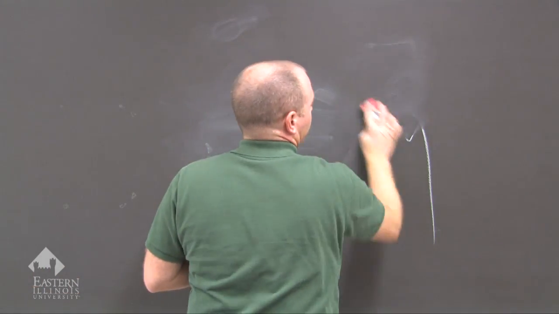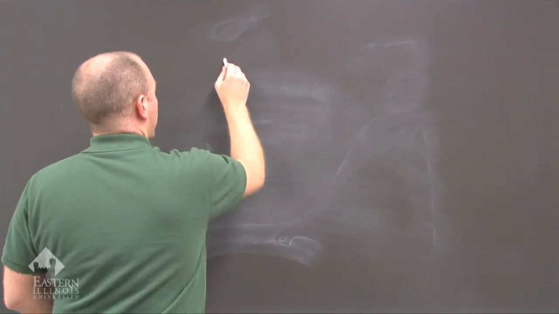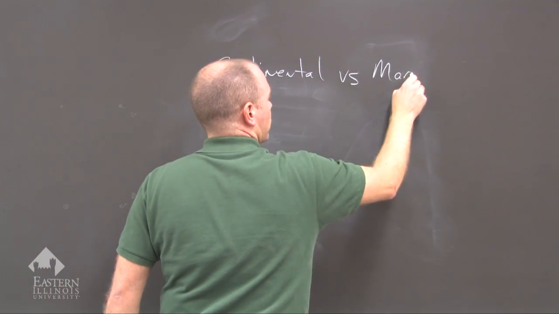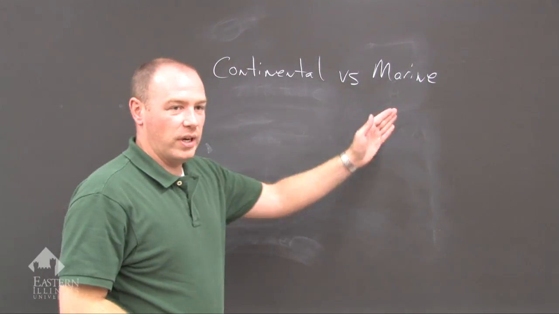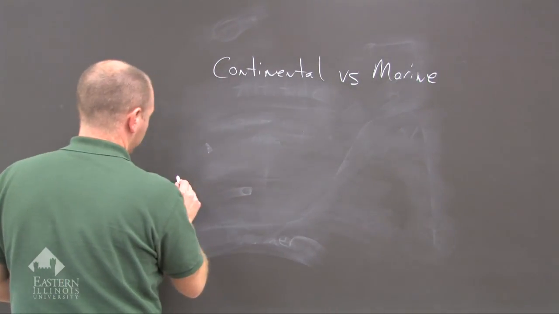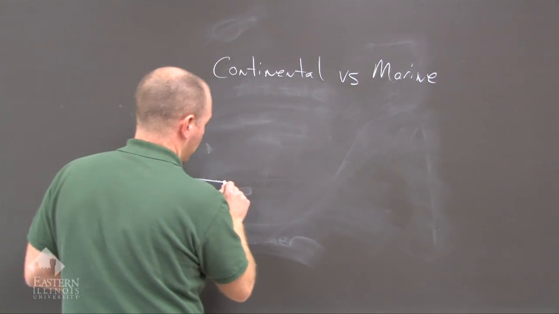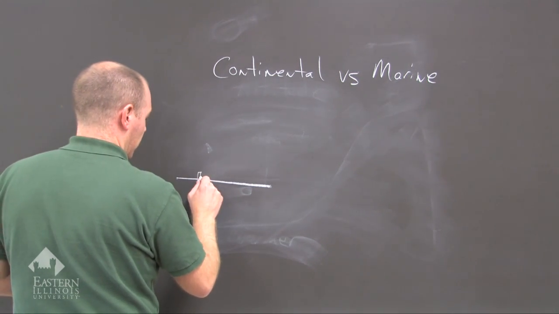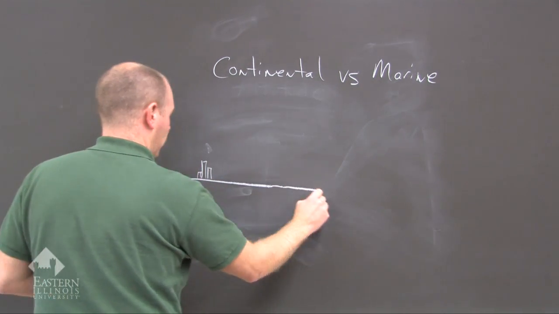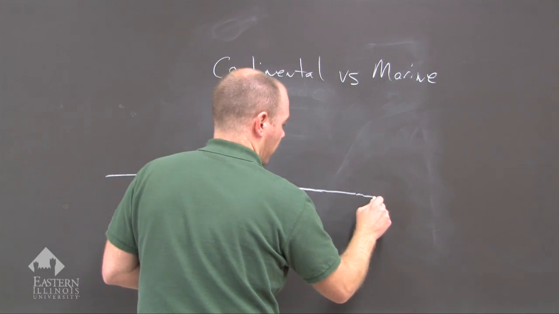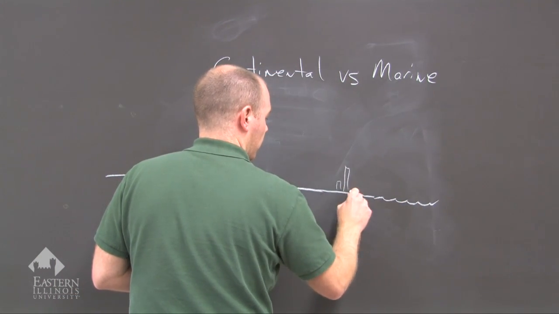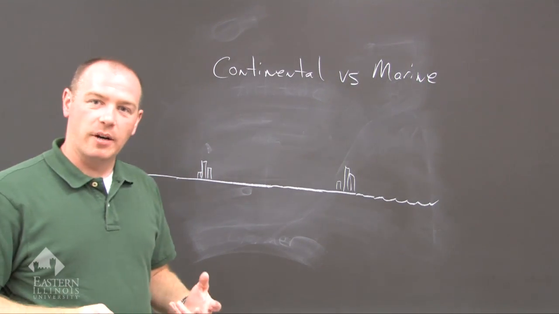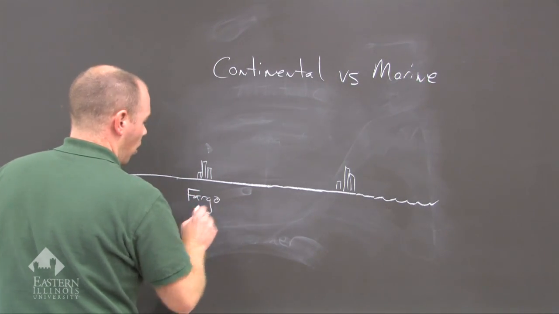The next control on temperature is continental versus marine environments. If you have a location that is in the middle of the continental area, let's say here is Fargo, and then several thousand miles away you have the ocean, and you have a city that's here near the ocean. Which one is going to be the most extreme environment? Is it going to be Fargo, or is it going to be Boston?